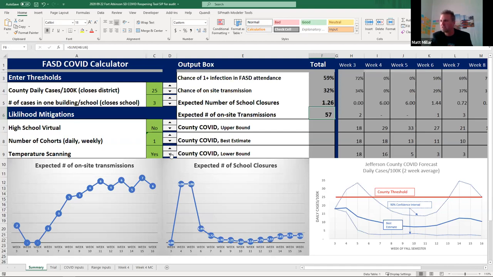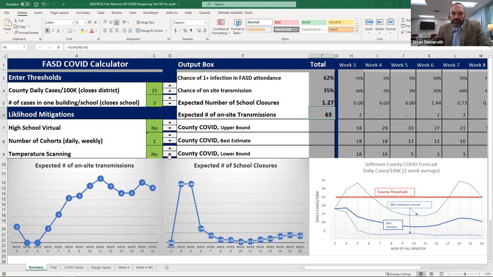And Jason, I wanted to challenge you on the temperature scanning. It does reduce on-site transmissions by 6, and that might look like a small number. And sure, if the actual is going to be quite a bit lower than that, it's going to be even smaller. But let's think for a second, what's the cost of an infection? Well, obviously, it's high, or else we wouldn't be here on this webinar. We don't know exactly what it is. Again, it's a range, but I've seen figures of like $25,000 to $60,000 per infection.